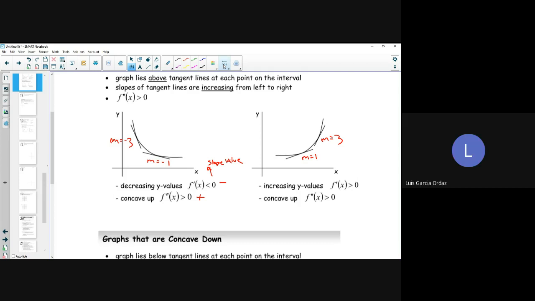So for decreasing y values, if f of x is less than 0 and concave up, that means my second derivative of f of x has to be bigger than 0. And for increasing values, f prime of x has to be bigger than 0, which means f double prime of x has to also be bigger than 0, which means concave up. Concave up is just a fancy way of saying my graph does this.